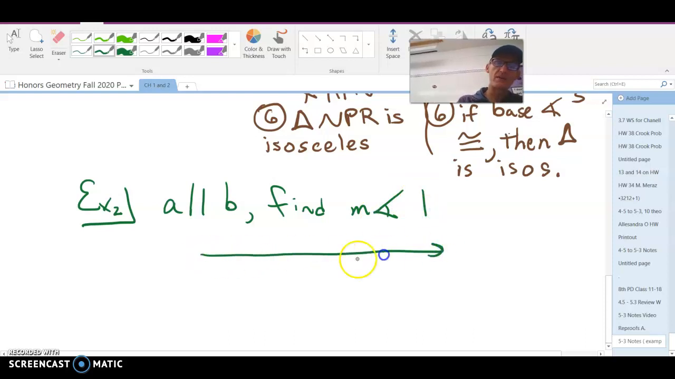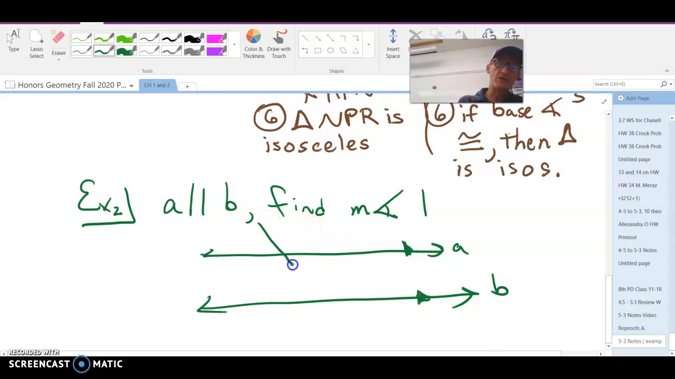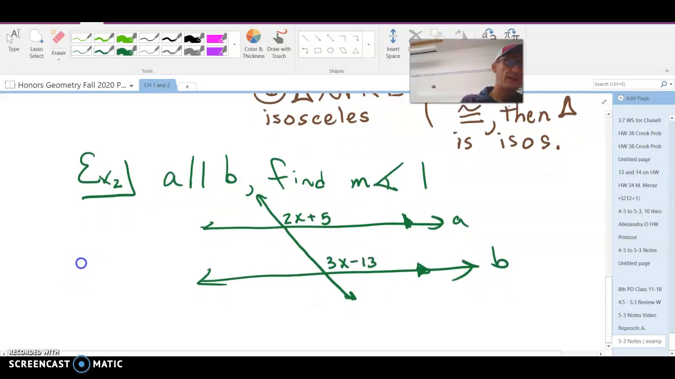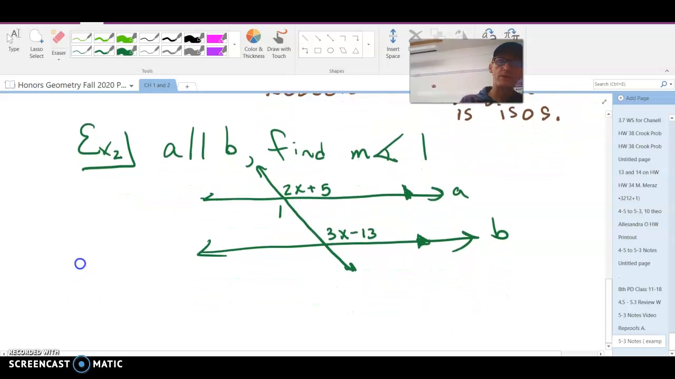So here's line A. Here's line B. They're parallel, so we'll put a little symbol there. And then it's going to be cut by a transversal. And this angle is 2x plus 5. And this angle is 3x minus 13. Okay, and here's angle 1.